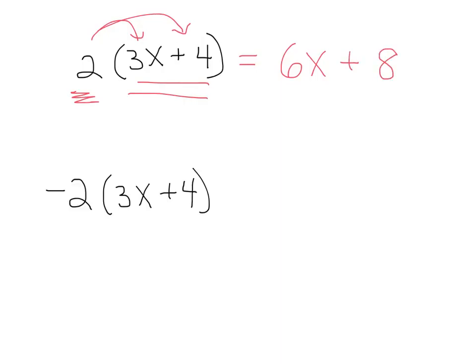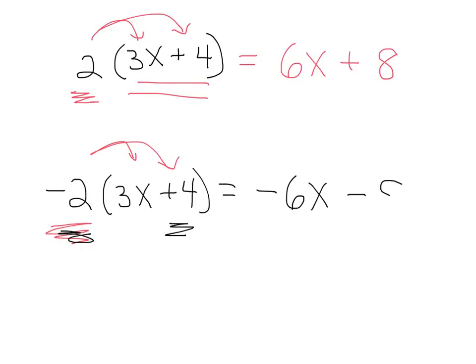If instead the number I was distributing was a negative 2, then I would simply multiply negative 2 instead of positive 2. So negative 2 times 3x is negative 6x, and then negative 2 times positive 4 is negative 8. So see how these are different.